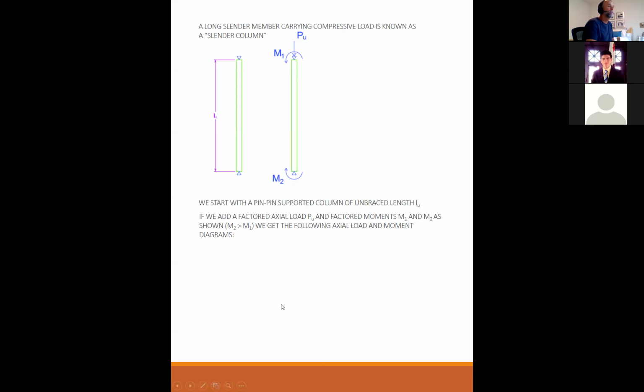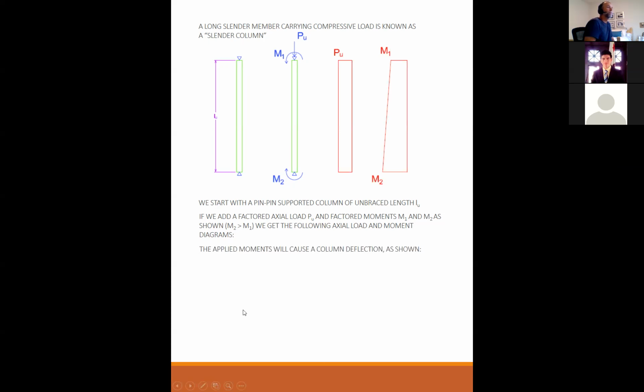Then we get the following axial load and moment diagrams. The axial load diagram is a consistent P sub u, and the moment diagram could look like this. M1 is the lesser moment, M2 is the greater moment. The applied moments will cause a column deflection as shown, like this. So if I put a twisting moment here and a backwards twisting moment here, you're going to bend the column out of plane, like so.